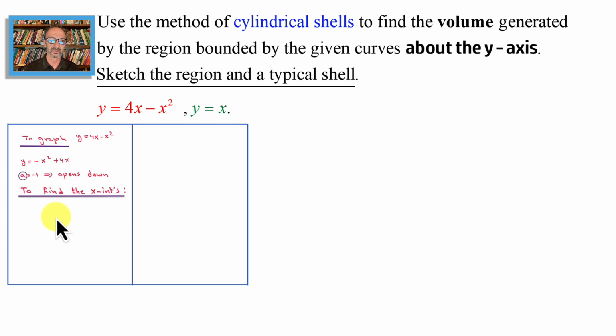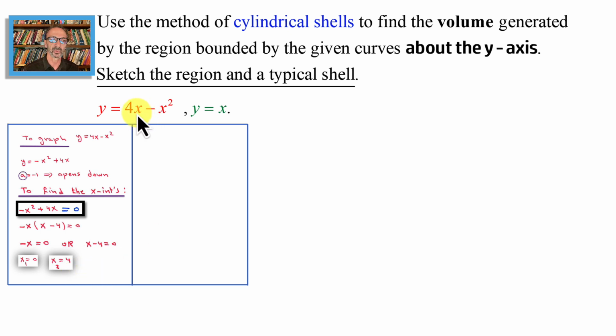To find the x-intercepts, we set it equal to 0 and factor. We could take minus x out, and we'll have x from the first term and negative 4 from the second term because we took a minus out. That shows two zeros or two solutions: x equals 0, and the second one comes from adding 4 to both sides, that would be x equals 4. So the graph opens down and intersects at x equals 0 and x equals 4. Of course the vertex will be right in the middle at x equals 2.